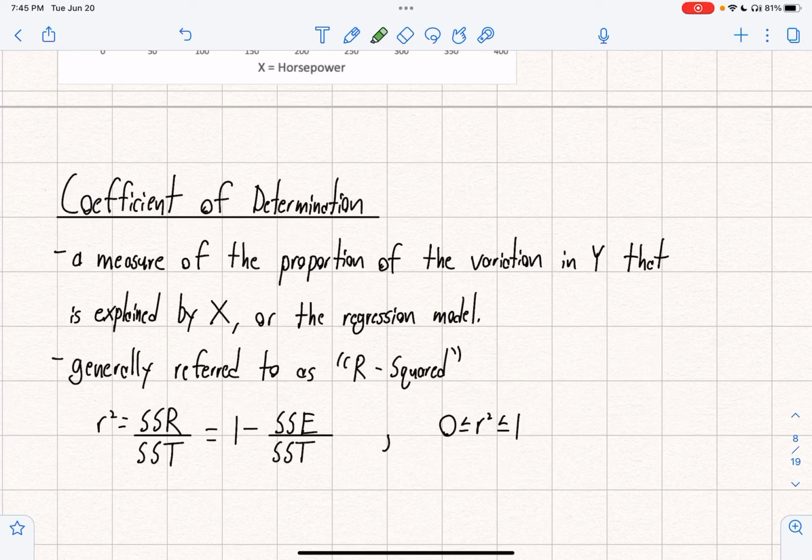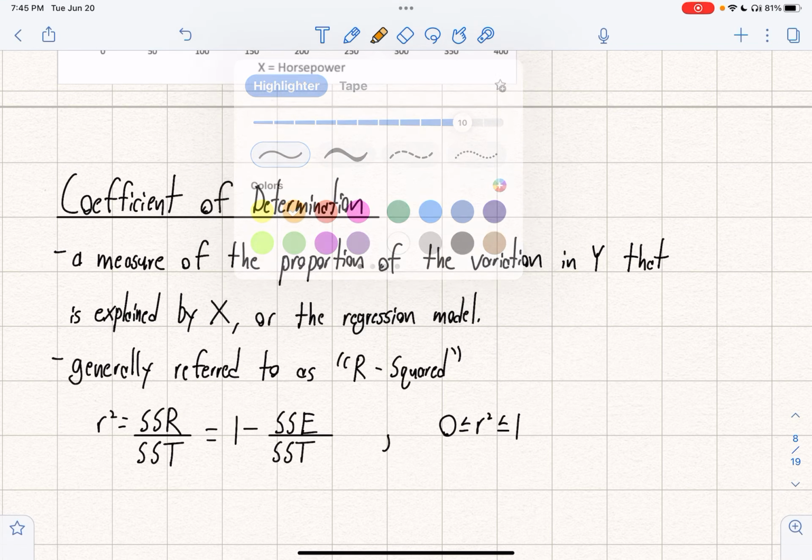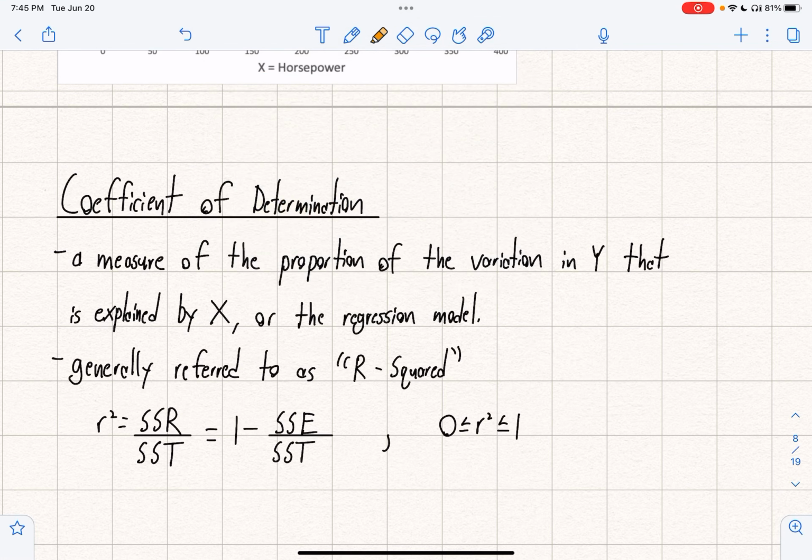Okay, we're ready to talk about the coefficient of determination. Coefficient of determination: a measure of the proportion of the variation in y that is explained by x, or the regression model. So let's read that again. A measure of the proportion of the variation in y that is explained by x, or the regression model.